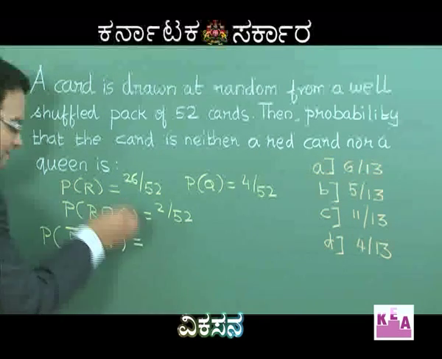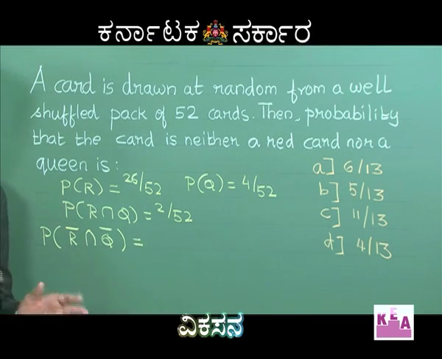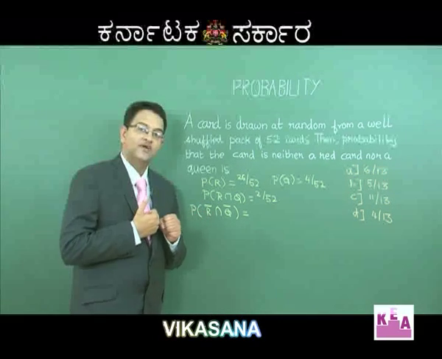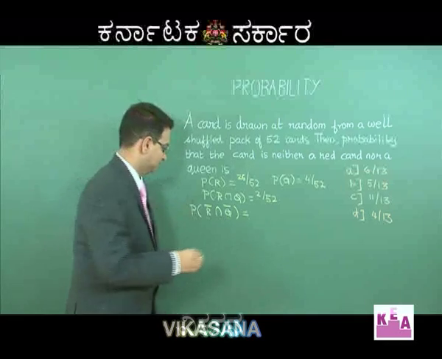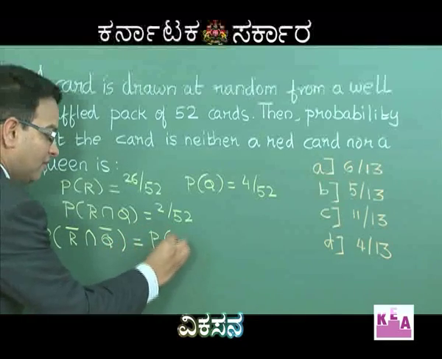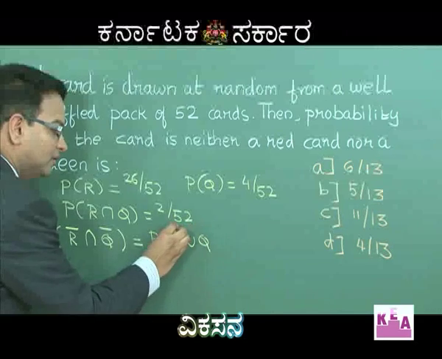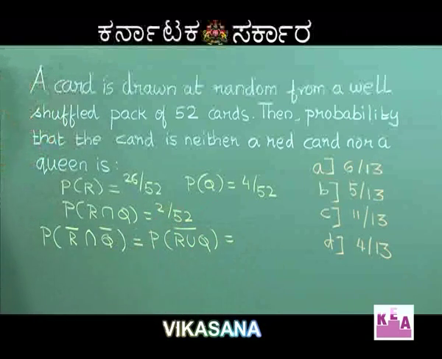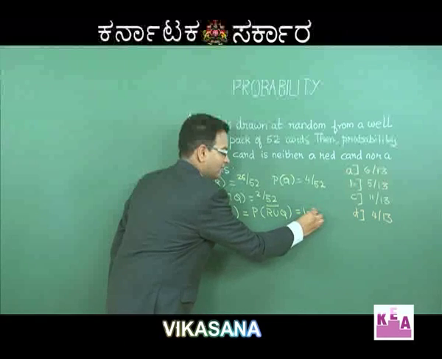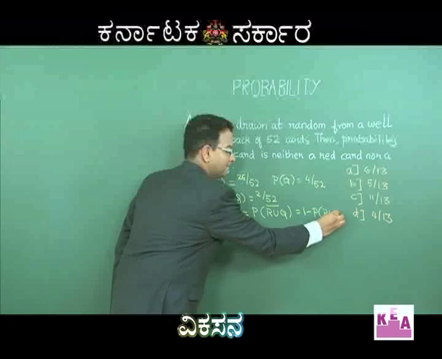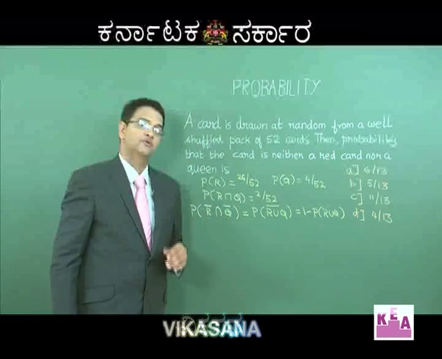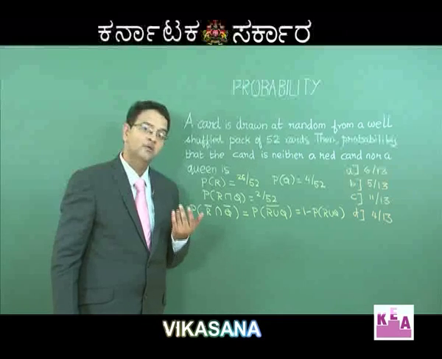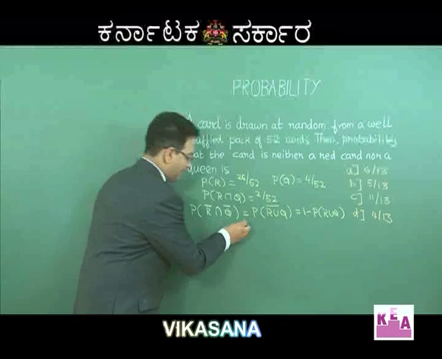Now we have to apply what we have learnt in sets, De Morgan's law. What is P of A dash intersection B dash? P of A union B the whole dash. So that would be probability of R union Q the whole dash. And which is going to be nothing but 1 minus P of R union Q. And we know the formula for P of R union Q, which is going to be P of R plus P of Q minus P of R intersection Q.